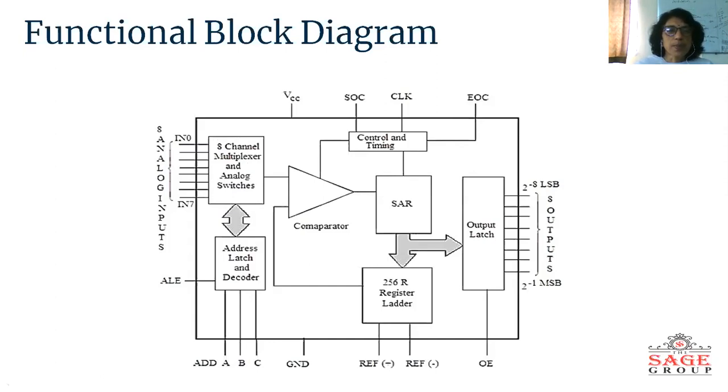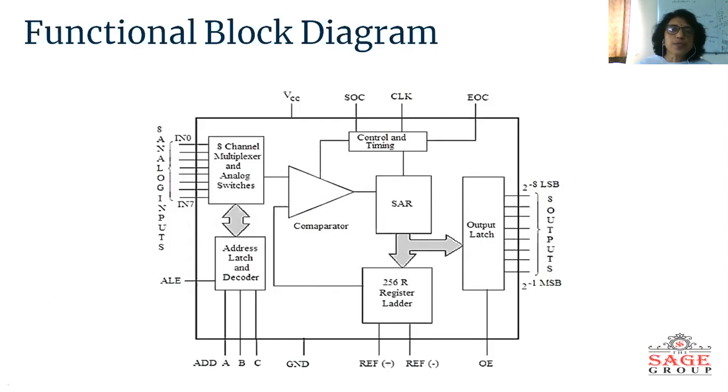It goes to the comparator, and the comparator compares this input with the reference input, and if the value is lower than the reference value, the bit is reset in the successive approximation register, and if the input value is greater than the reference value, then that particular bit will be set.